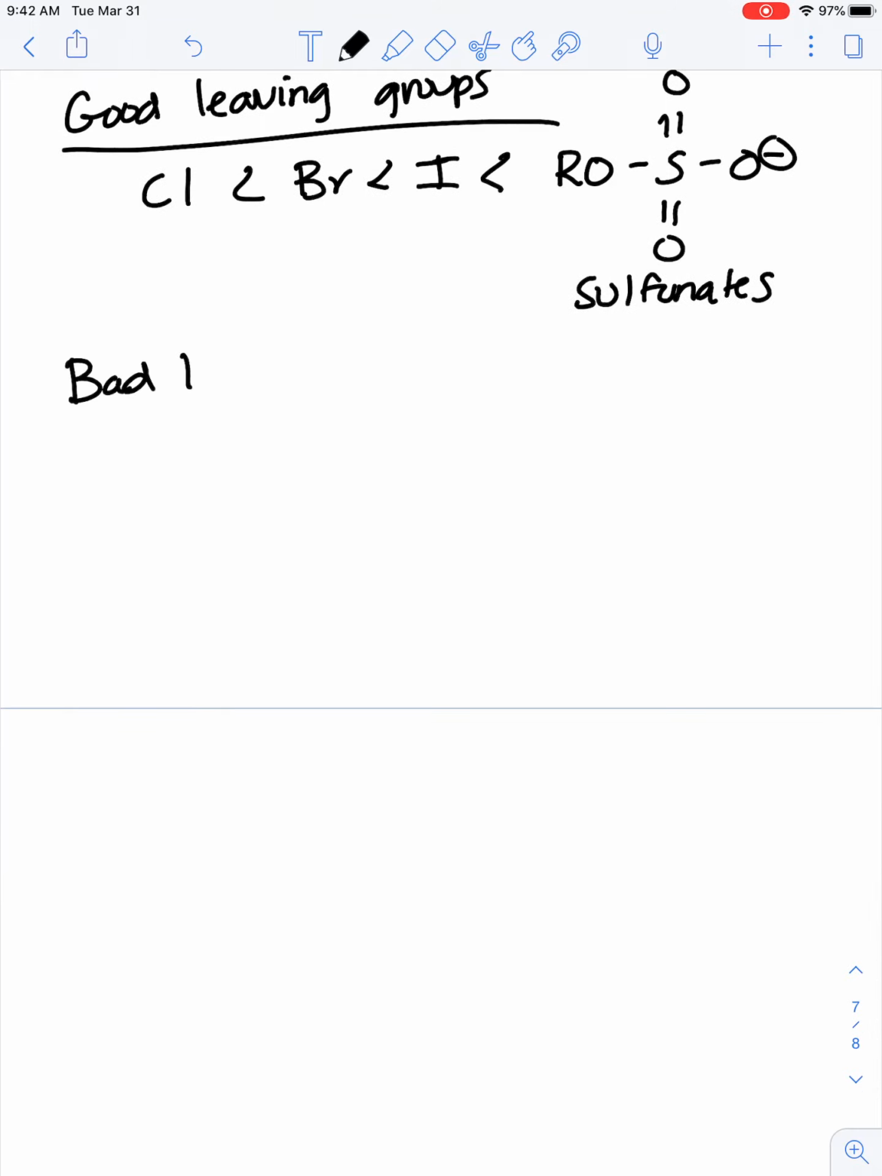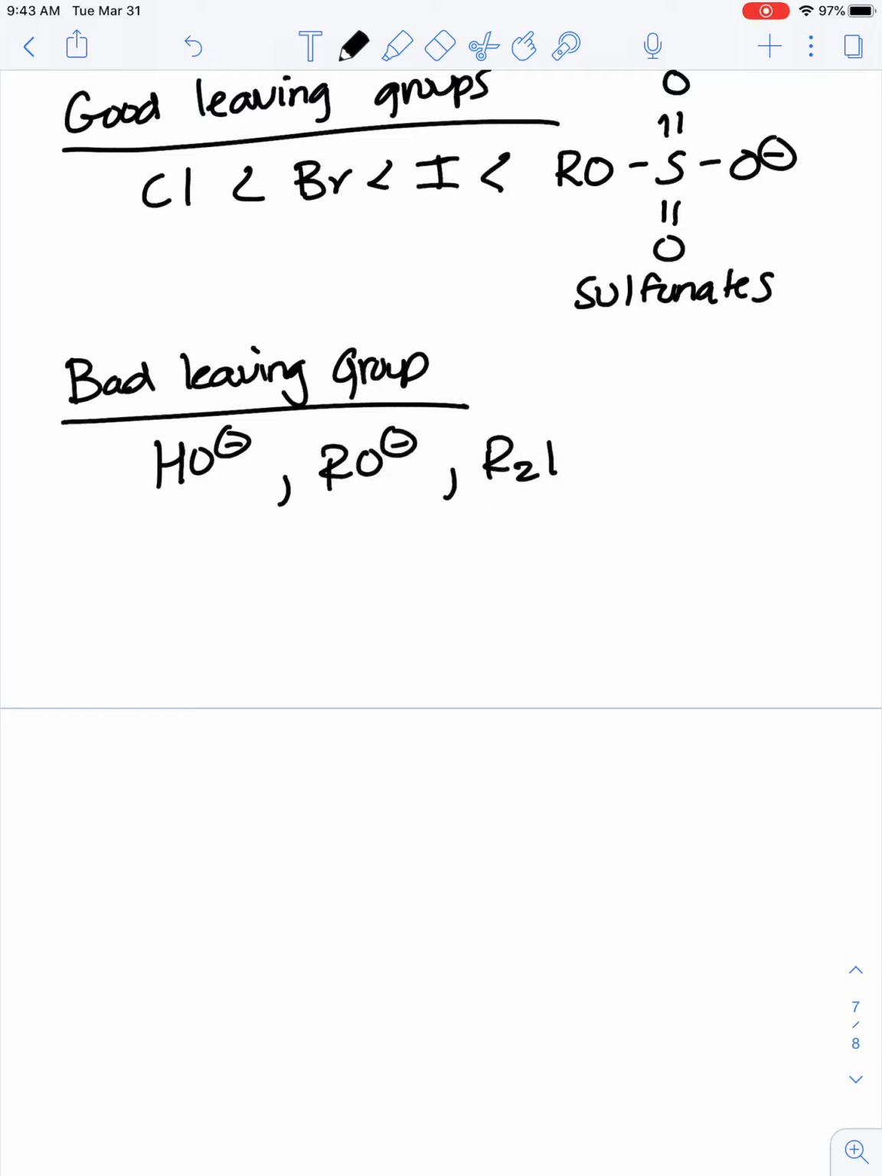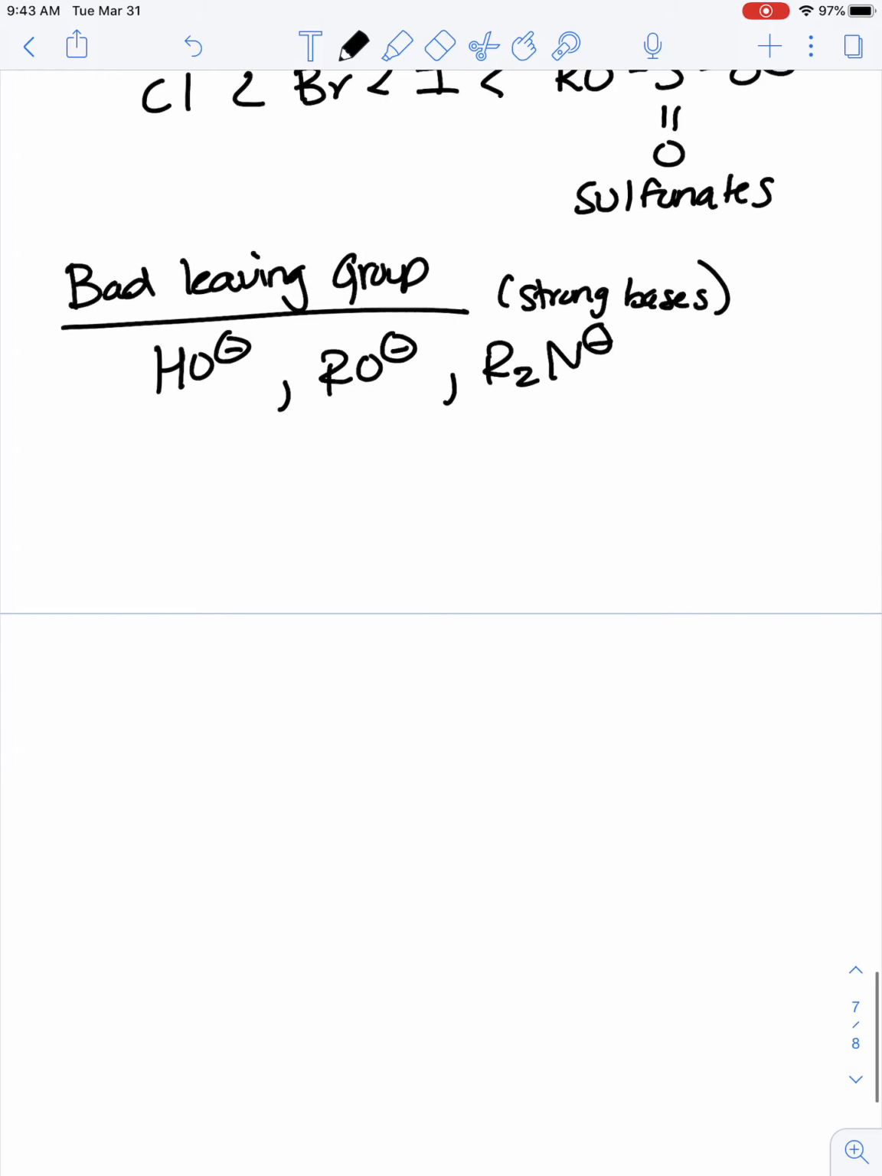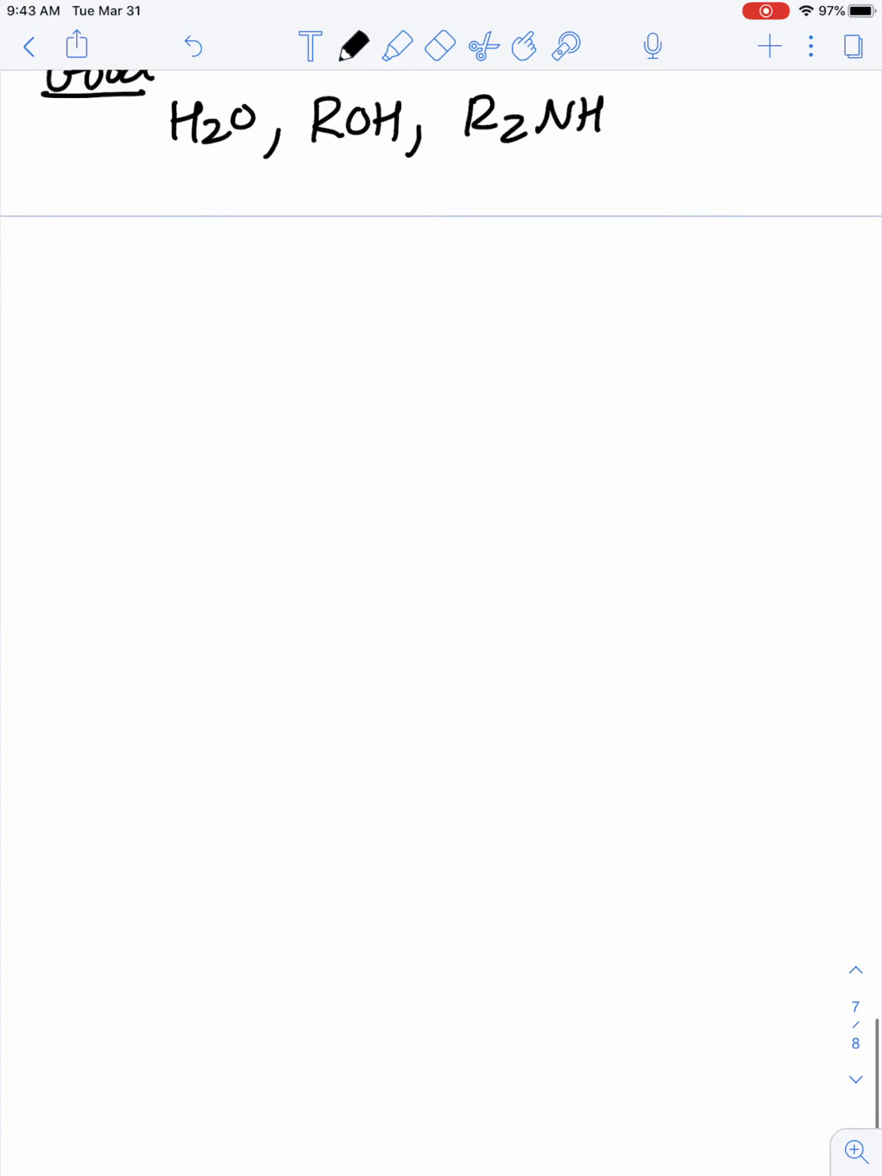Now some bad leaving groups. If we have a bad leaving group, a polar aprotic solvent, and a primary electrophile, it would just mean that the reaction is not going to proceed. Some bad leaving groups would be strong bases. However, their neutral conjugate acids would be good leaving groups. So something that would be good would be their conjugate acids, something like water, an alcohol, or this R2NH.